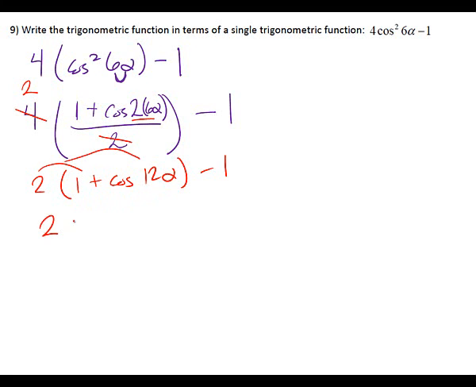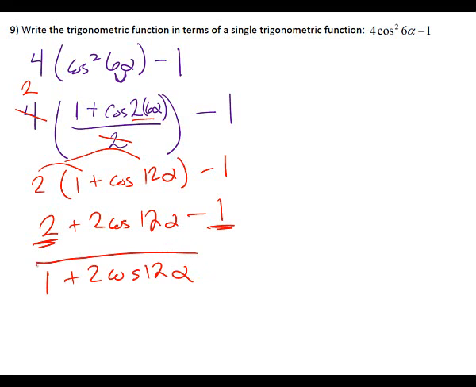Distributed in, so 2 plus 2 cosine 12 alpha minus 1. What's the only other thing I can do? Put the 2 and the 1 together, right? Does it matter if I put them in the front or the back? No. Okay, I'm going to go for the front. So 1 plus 2 cosine 12 alpha. That one wasn't as bad as the first one that we did with power reducing.